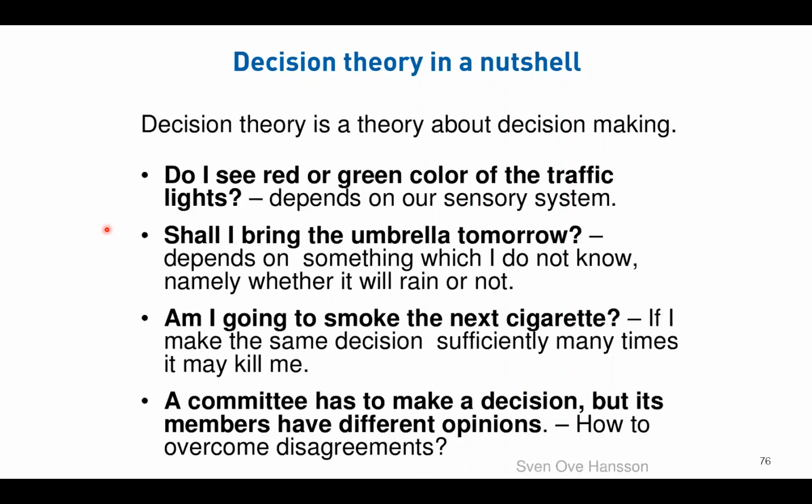The last one: the committee has to make a decision, but its members have different opinions. How to overcome disagreement here is quite important. Assume there is a PhD defense committee. The PhD candidate is presenting his or her own research, and there are 3 committee members. 2 say give a 1, 1 says give a 3. So you see there's a difference, right? It is the responsibility of the committee members to resolve disagreements and give 1 score, instead of calculating the average.